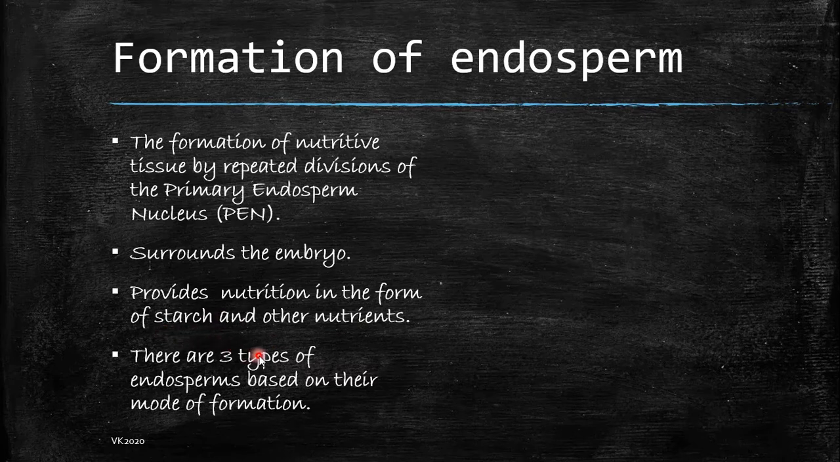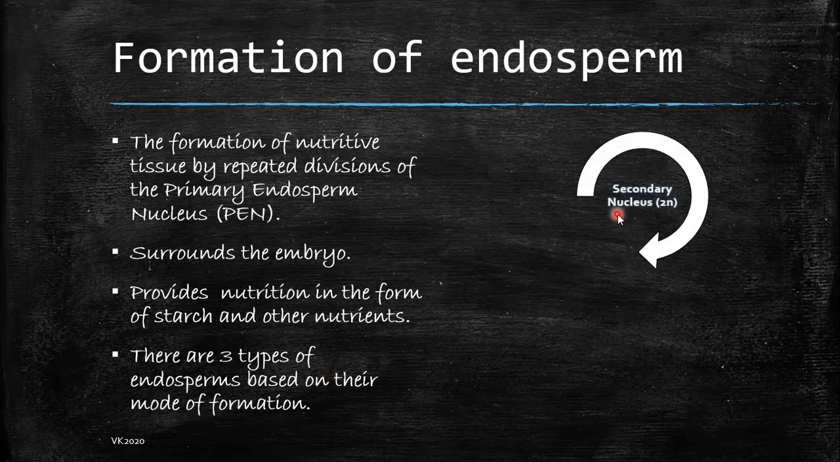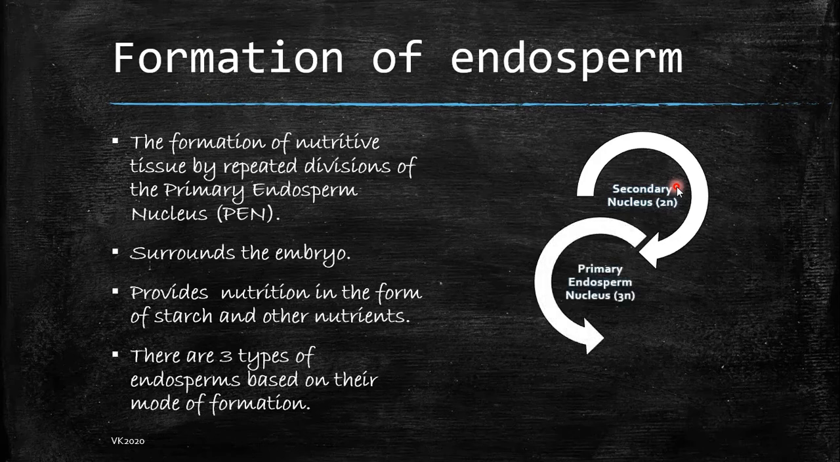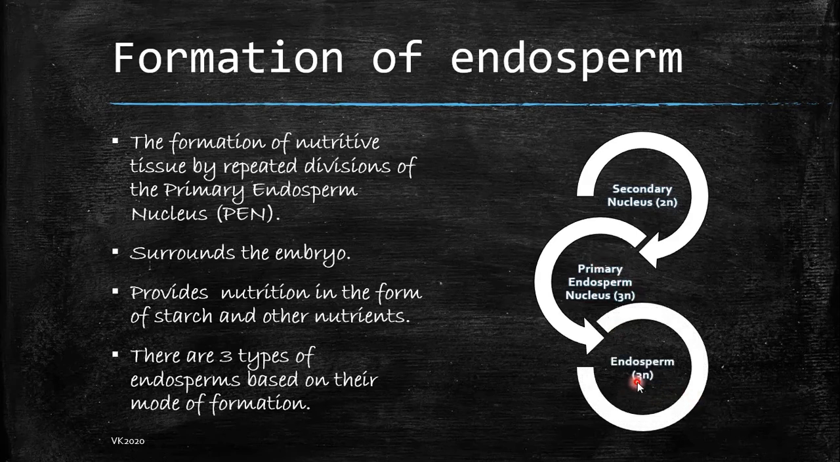And then there are three basic types of endosperms based on their mode of formation, which we will be learning further. Initially we had a secondary nucleus which is diploid. It was formed in a mature female gametophyte. Then post double fertilization, it gave rise to a primary endosperm nucleus which was triploid in nature, and finally it gives rise to an endosperm, which is the nutritive tissue used by the embryo to mature.